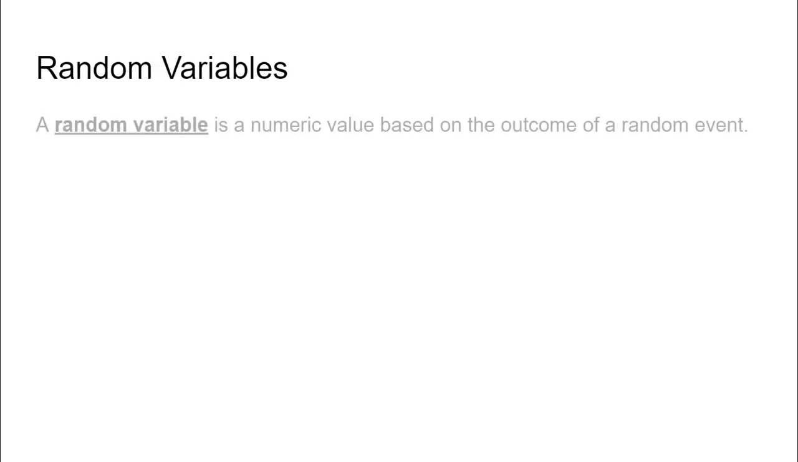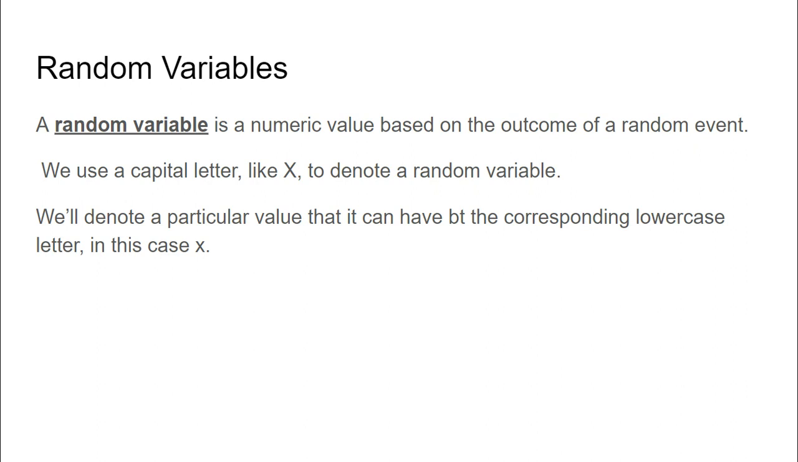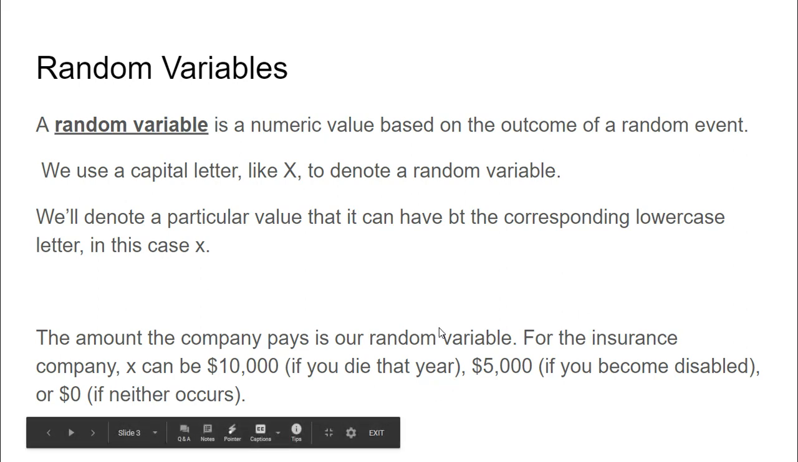What we're going to be talking about is random variables. A random variable is a numerical value based on an outcome of a random event, something that we can't really plan for to happen. We use a capital letter like X to denote a random variable, and then we denote the particular value that it can have by the corresponding lowercase x. Sorry about that typo. The amount the company pays is our random variable because that is the numeric amount. For example, for the insurance company, little x can be $10,000 if you die, $5,000 if you become disabled, or $0 if nothing happens to you.